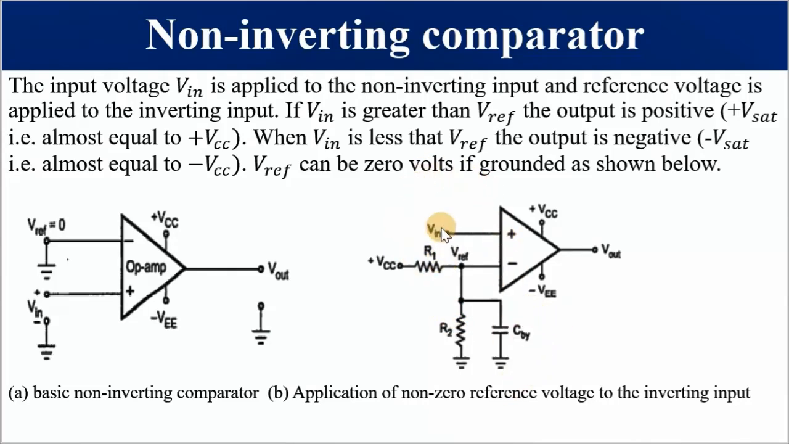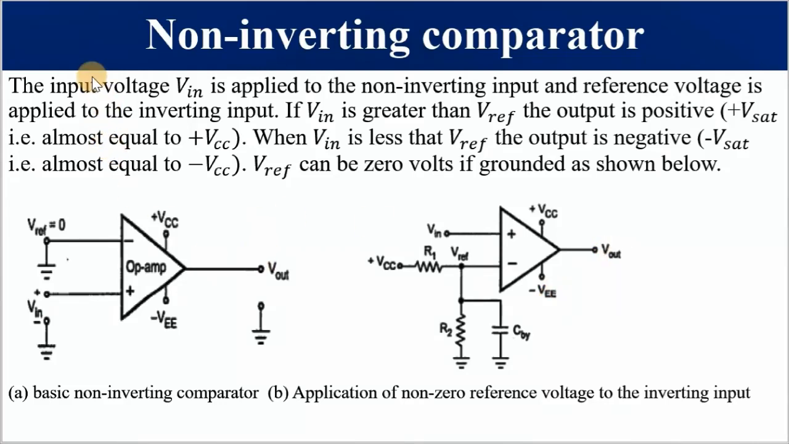But our input all the same is applied to the non-inverting input. So guys, don't worry where you put the non-inverting input, whether it is on top or it is below. It does not matter. What matters is the naming only. Then this is a positive VCC and a negative VEE, and this is our output voltage.